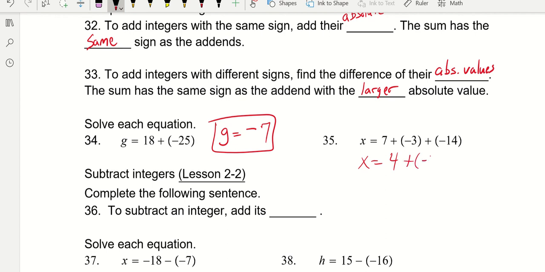And then bring down the plus -14. Let's do it all over again. Which number is further from 0? 4 or -14? -14 is, so we know this is going to be a negative sum. How far is 14 from 4? They are 10 apart, so this is x equals -10.